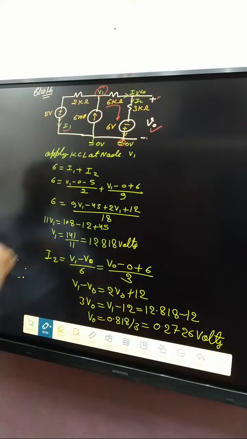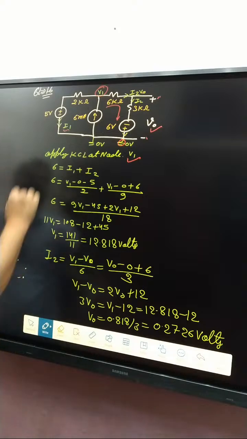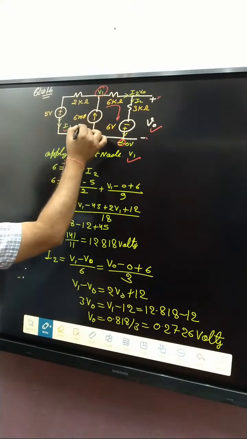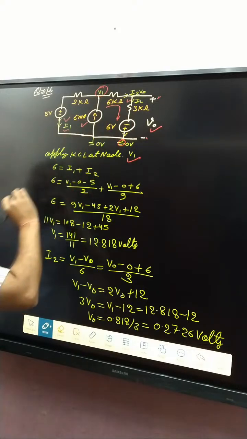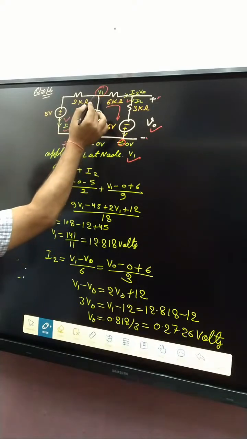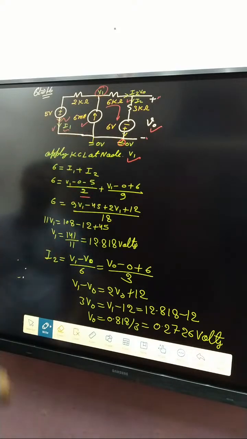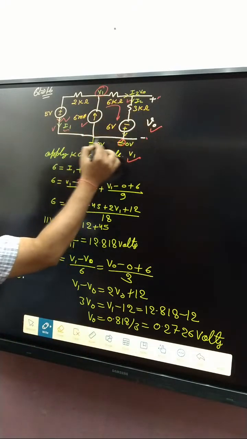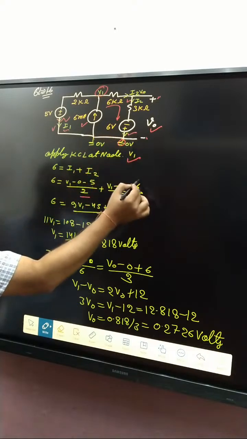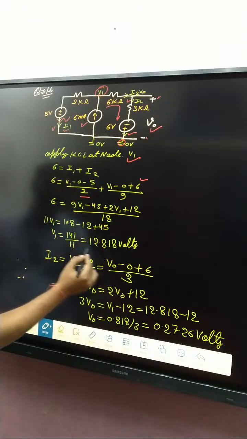After that, apply KCL at node V1. Incoming current is 6 milliampere, outgoing current is I1 and I2. I1 is V1 minus 0, current leaving from the negative sign, so minus 5 divided by 2 ohm. I2 is V1 minus 0, current leaving from the positive sign, so plus 5 divided by 6 plus 3, that is 9. After solving, we got V1.